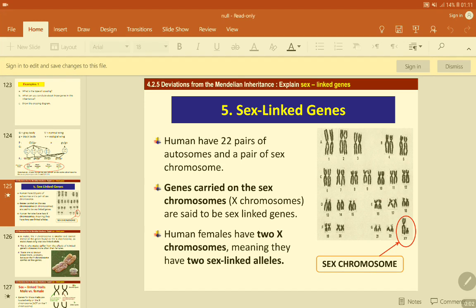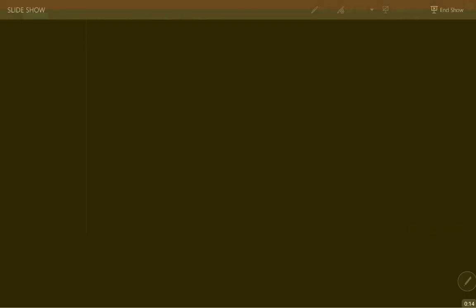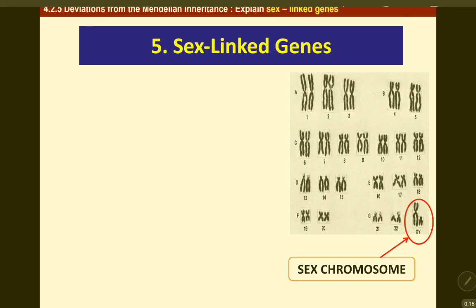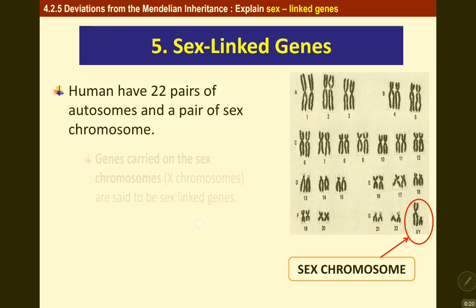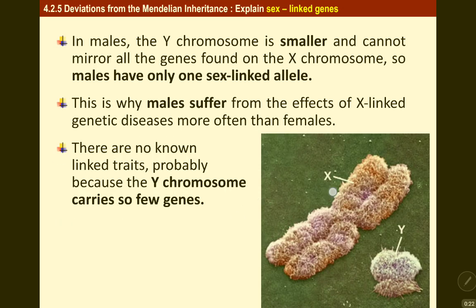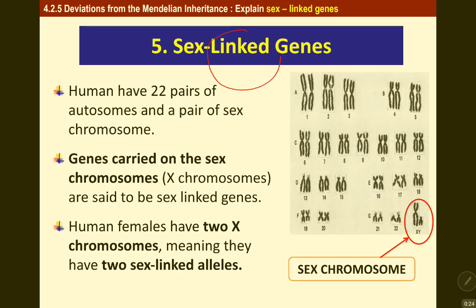Okay, so the next deviation from Mendelian inheritance is sex-linked gene. You can see the name of this genetic inheritance is similar to the case before, the linked gene. But in this case, you call it sex-linked gene, meaning that this gene is located on our sex chromosome.